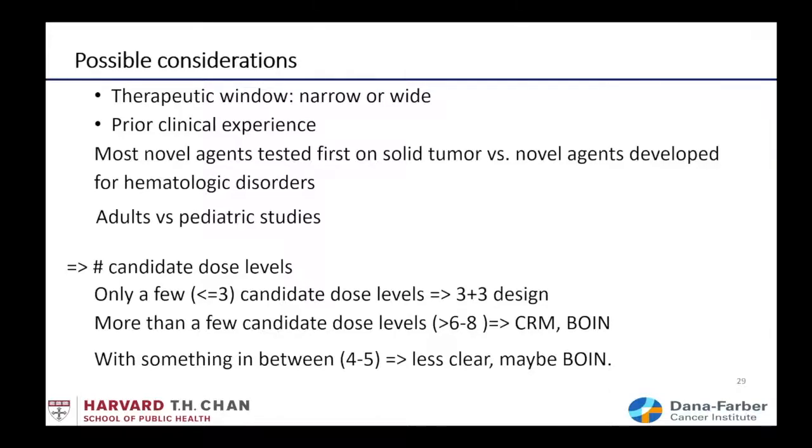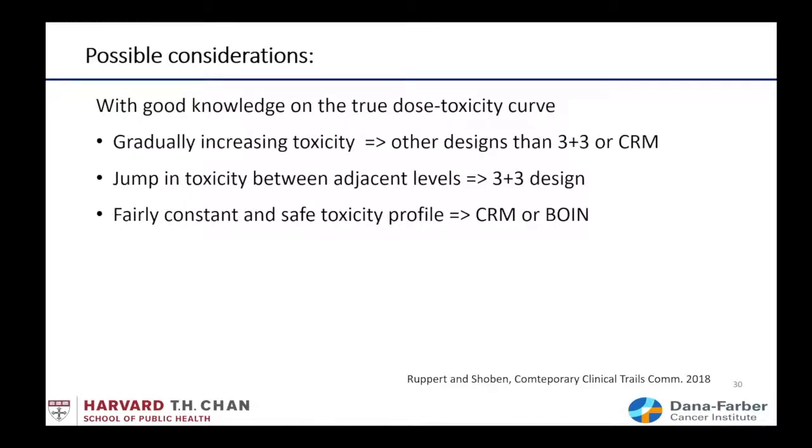And also, is it an adult trial or a pediatric study? Most of the agents, again, are first tested in adult trials, then move to pediatric studies. In pediatric studies, usually we start with 50% or 75% of the MTD determined in adult trials. So we have pretty good guesses regarding the MTD. That means we're going to have far fewer, probably only a few dose levels. Because, like I said before, it really depends on how many candidate dose levels we have in the study.